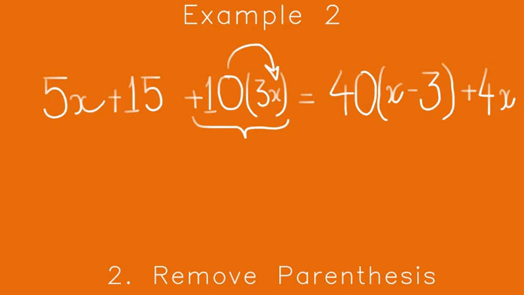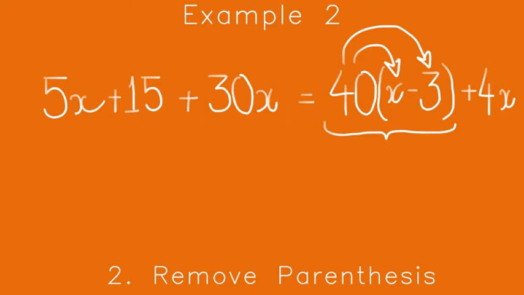So this is what we're left with. 10 times 3 is equal to 30, and 30 times x is just equal to 30x. So 30x is what we're left with. 40 is again going to be multiplying individually with both of the numbers. In this case, it's 40 times x and 40 times 3. 40 times x is 40x, and 40 times 3 is 120.